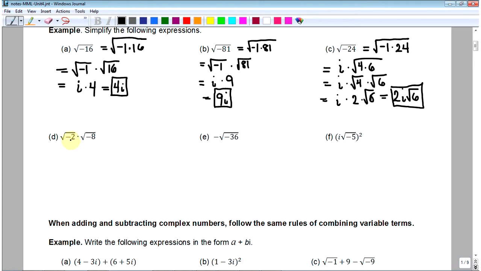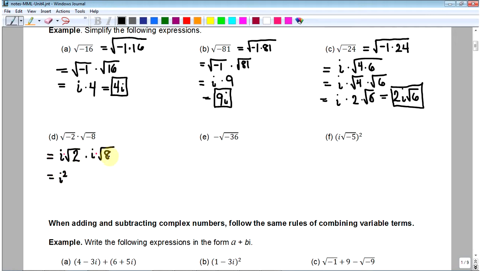Well, from the previous problems, I know that to get rid of the negative, that means we're going to take an i out, and I'm left with 2 under the radical. Similarly, for my next one, I know that the square root of -1 is going to become i, and I still have square root of 8 under the radical. Now remember, all of these are multiplication, so you can write that if you need a reminder. Well, i times i is i squared.